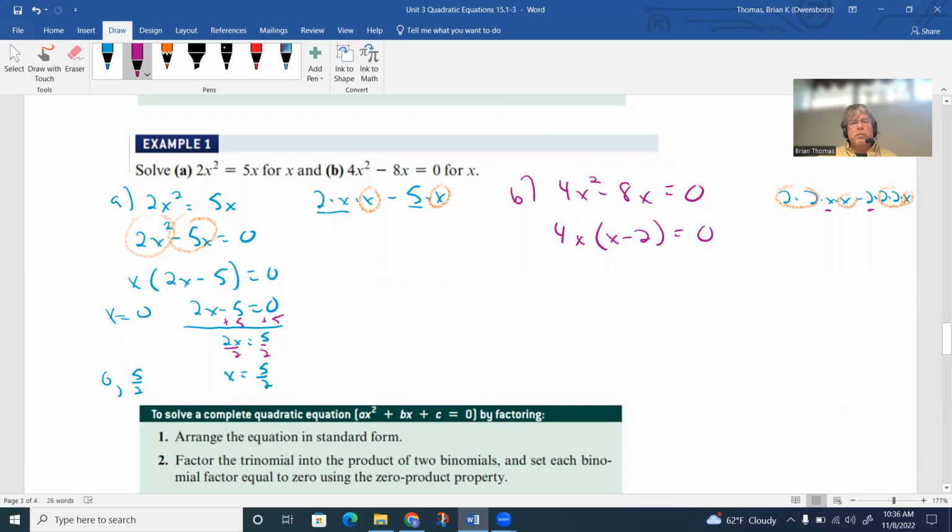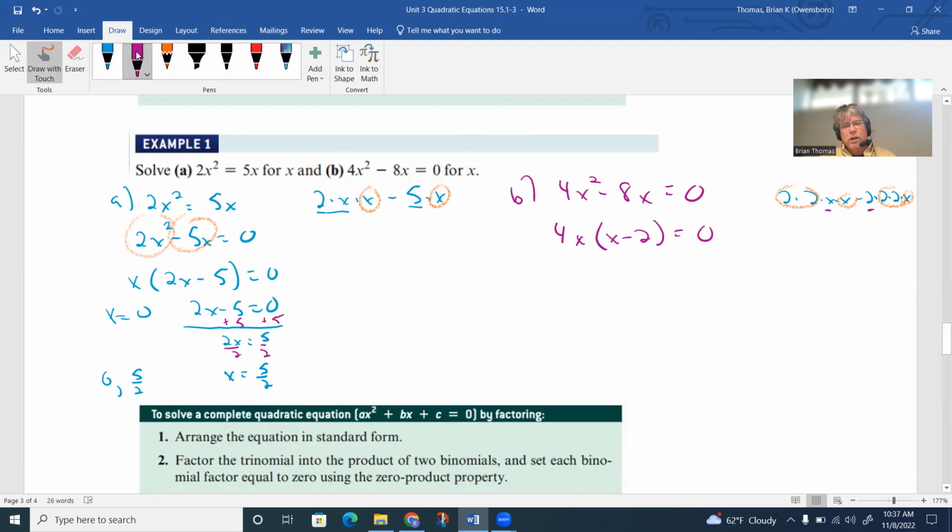Again, you can always multiply this back out. This should get you back to the original problem. So 4x times x does give you 4x squared, and 4x times negative 2 does give you negative 8x. So that does check out. So remember, there's what's called expanded form, and there's what's called factored form. We want it in the factored form.